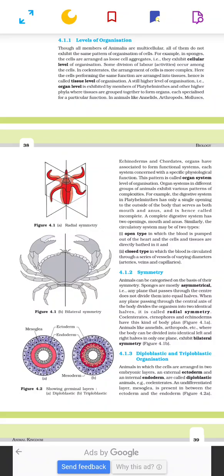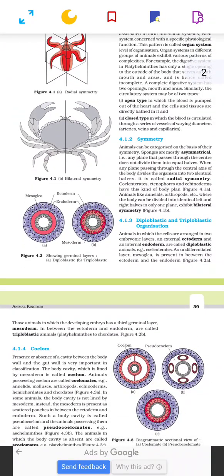Diploblastic and triploblastic organization. Animals in which the cells are arranged into two embryonic layers, an external ectoderm and an internal endoderm, are called diploblastic animals. For example, coelenterates. An undifferentiated layer, mesoglea, is present in between the ectoderm and the endoderm, as represented in figure 4.2a. Here only ectoderm outer layer and endoderm inner layer is present, and undifferentiated layer, mesoglea, is present in between them.